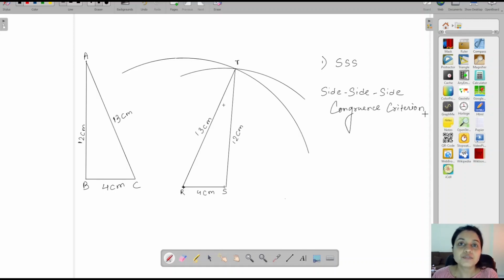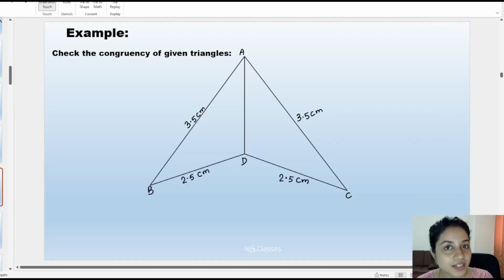Like this, we have a few more criteria with the help of which we can check whether two triangles are congruent or not. Let's see what those are. Now, before starting the other criteria for congruency, let's see one example. Our question says, check the congruency of the given triangles.